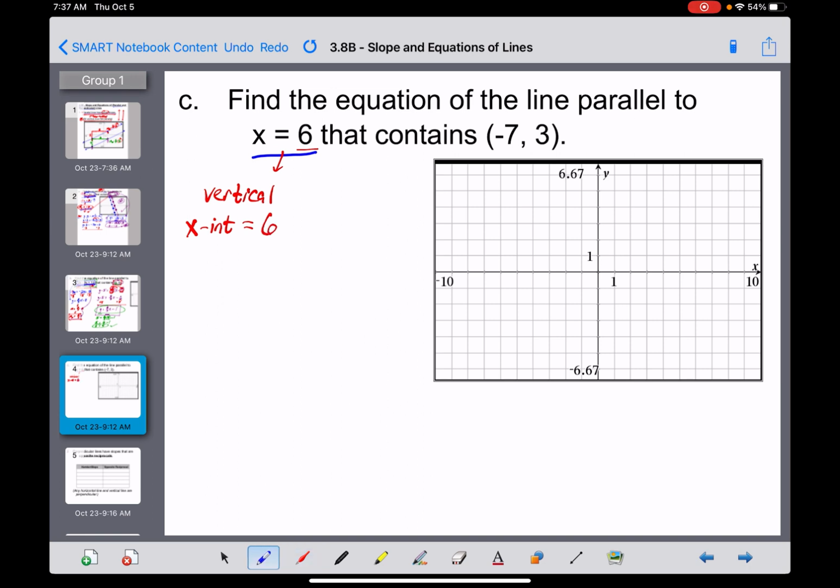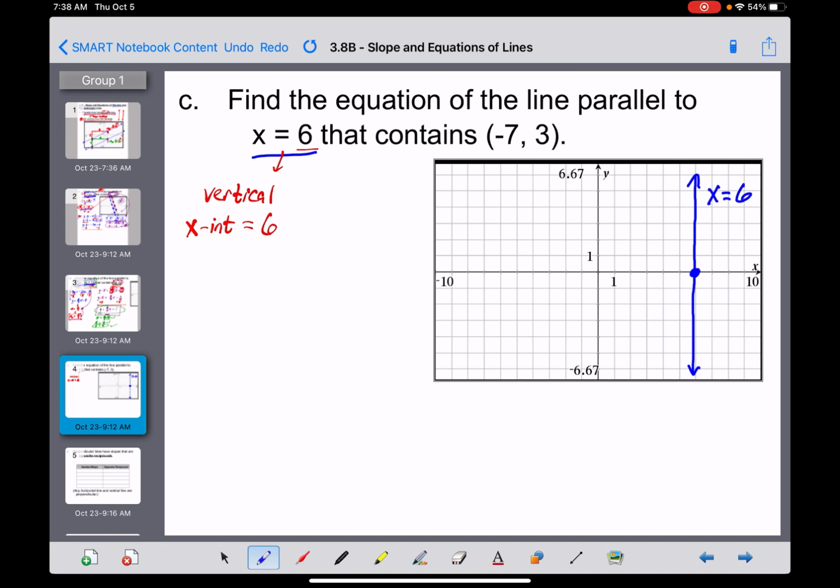So if I were to graph that real quick, it's pretty quick and easy to do. An x-intercept of 6 means I go 6 units to the right and put a point right there. There's my x-intercept. And a vertical line has no slope, and it just looks like this. That's what the word vertical means. So here is the line x equals 6.